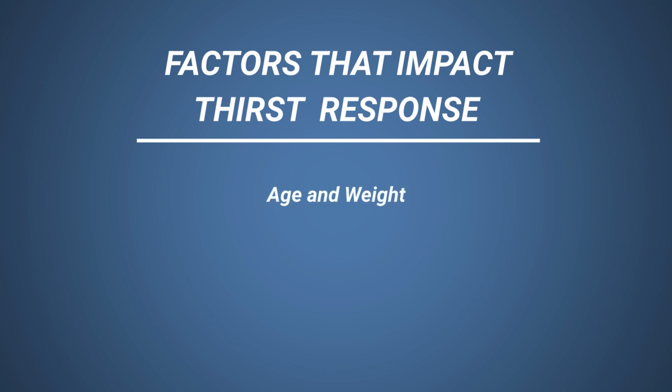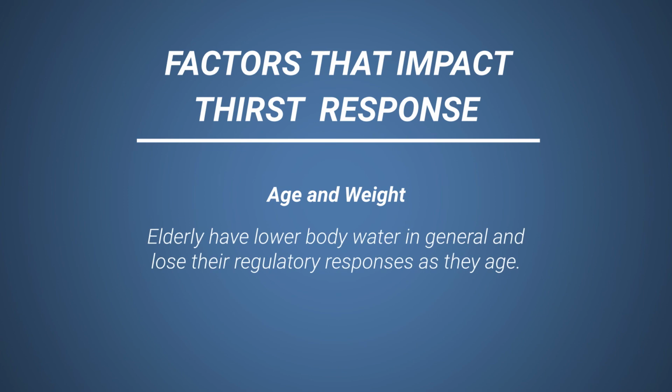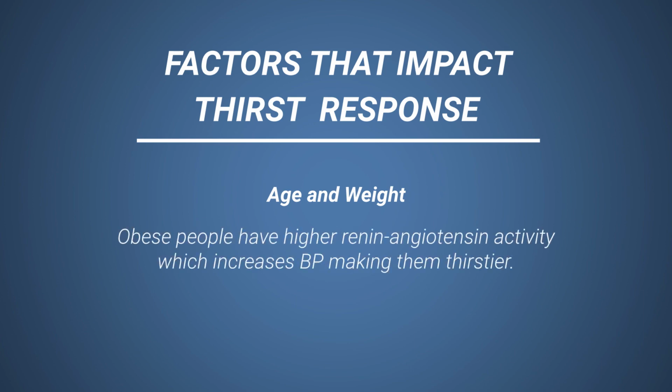Physical characteristics such as age and weight also have an impact on the thirst response. The elderly have lower body water in general and lose their regulatory responses as they age. This can lead to water deficit dangers such as increased sensitivity to temperature changes and impaired memory and decision making. Obese people can also be thirstier because they have higher angiotensin activity, which increases blood pressure.